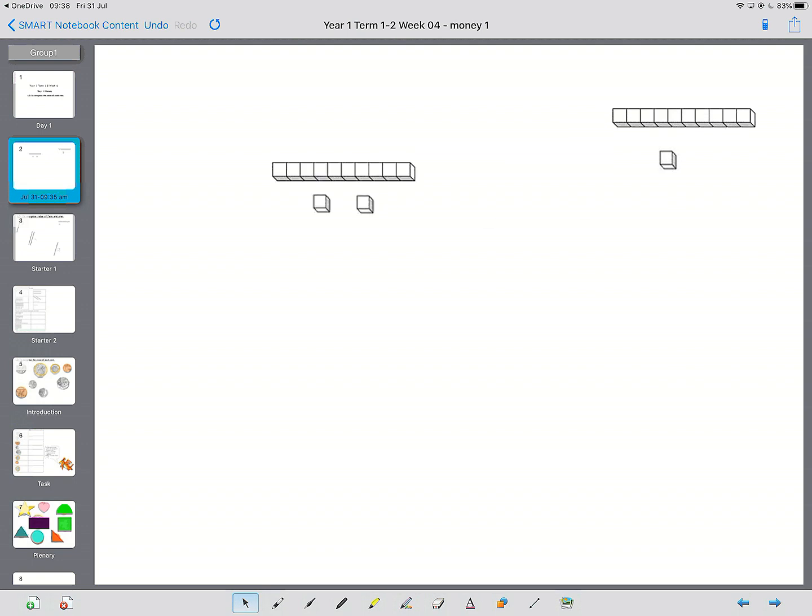How much is that? Brilliant, that's 12. How much is this now? Brilliant, that's 15. Okay, and how much is it now? Well, you might have been able to go straight to changing the tens.